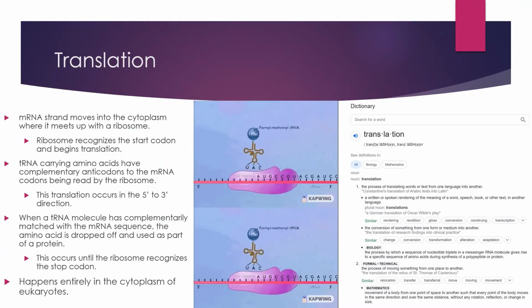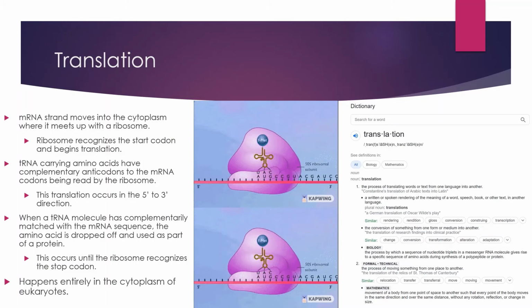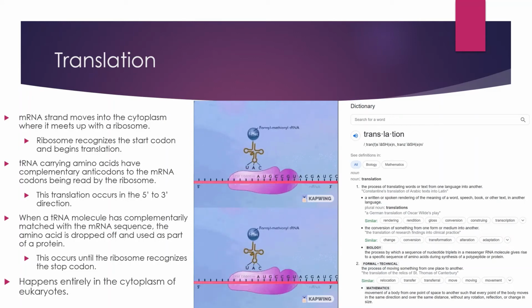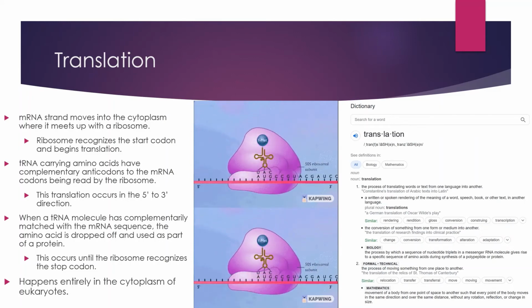Okay, translation now. After that splicing, we now have translation. I'll start with the definition. In biology, it is the process by which a sequence of nucleotide triplets in a messenger RNA molecule gives rise to a specific sequence of amino acids during synthesis of a polypeptide or protein.